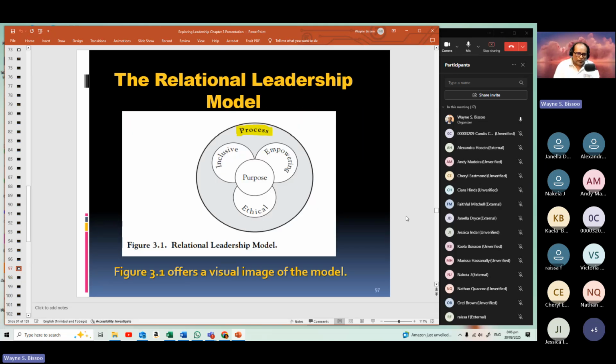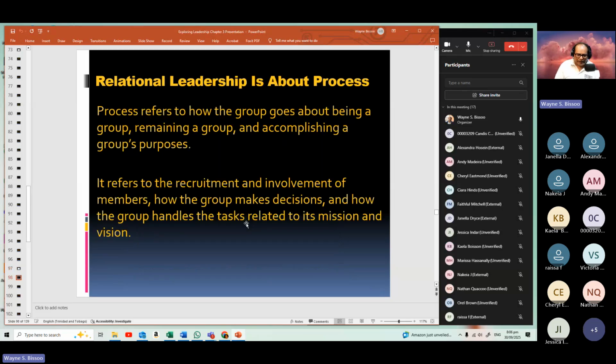Each element that we spoke about so far has to be process driven. How do you go about generating your purpose, developing your vision and mission statement? How do you go about being inclusive? Empowering? Ethical? They have to be process driven so that at the end of the day, every element of the relational leadership model is repeatable and can be evaluated, examined, and corrected. That's the nature of process orientation.